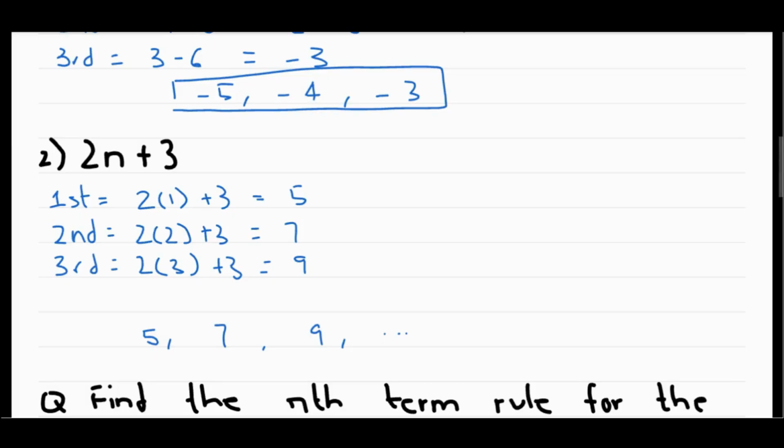If they tell us to find the 10th term, we'll just go with the 10th term would be equal to 2 bracket 10 plus 3, which will give us 23. So this is going to be our 10th term if they told us to do that.